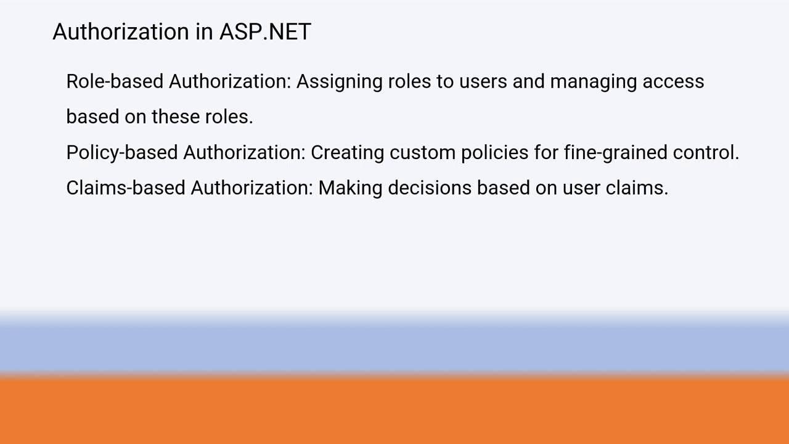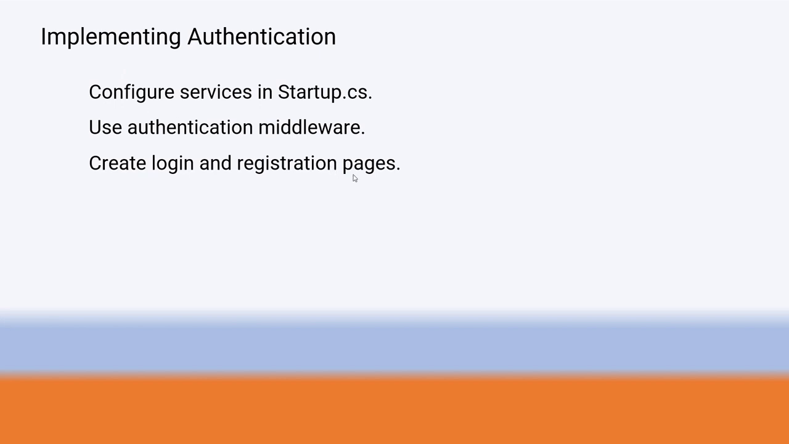In ASP.NET, authorization can be implemented using role-based and policy-based methods. Role-based authorization assigns roles to users, while policy-based authorization allows for more granular control. For authorization, define your roles and policies, apply the authorized attribute to your controllers or actions, and handle any unauthorized access attempts.